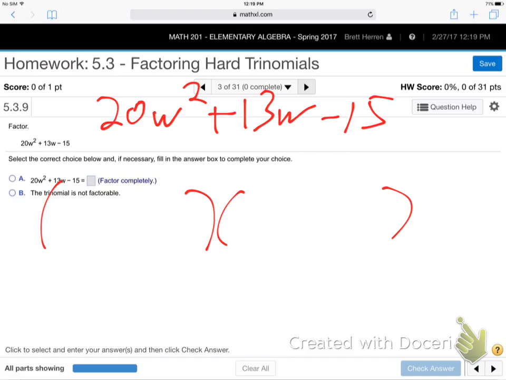All right, let me help you with this one. This one's going to be a little trickier. No moving them around. The order's good, right? W squared, W, no W. It's good order. All right, let's do the front. Front times front makes front. What times what makes 20? 5 times 4, good. Now, what about 2 times 10, though? What about 1 times 20?